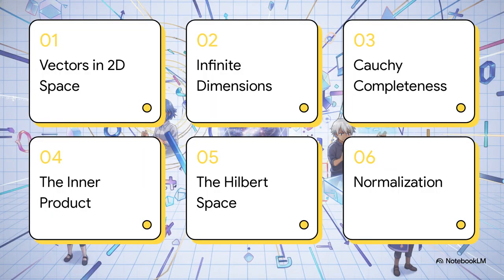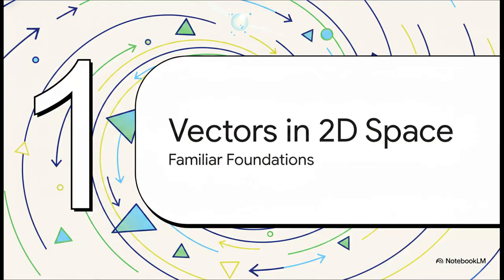First, we'll look at familiar vectors in 2D space, then stretching to infinite dimensions, the need for completeness, the generalized inner product, defining the Hilbert space, and finally, normalizing quantum wave functions. Let's jump right into part 1, familiar vectors in 2D space.